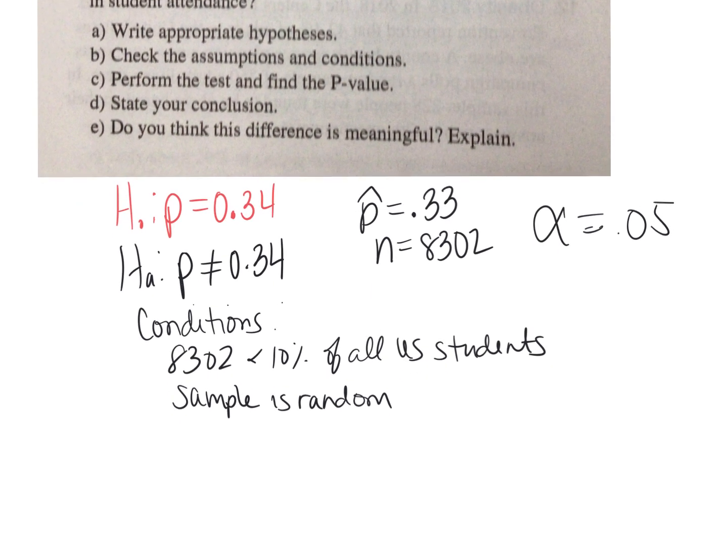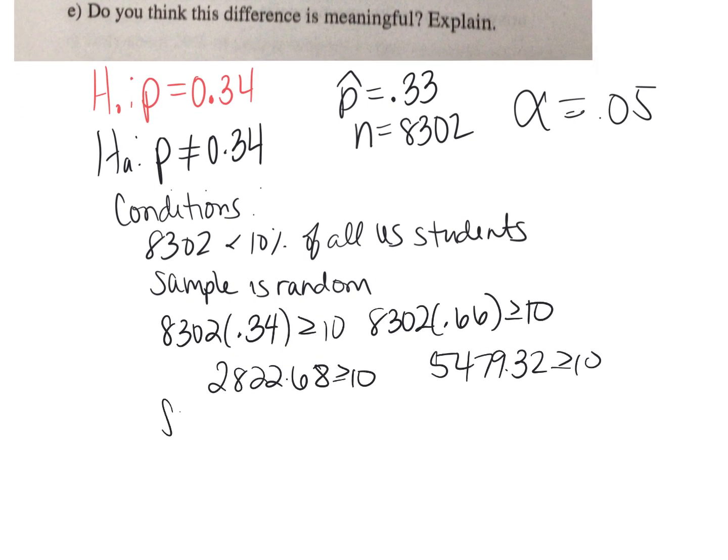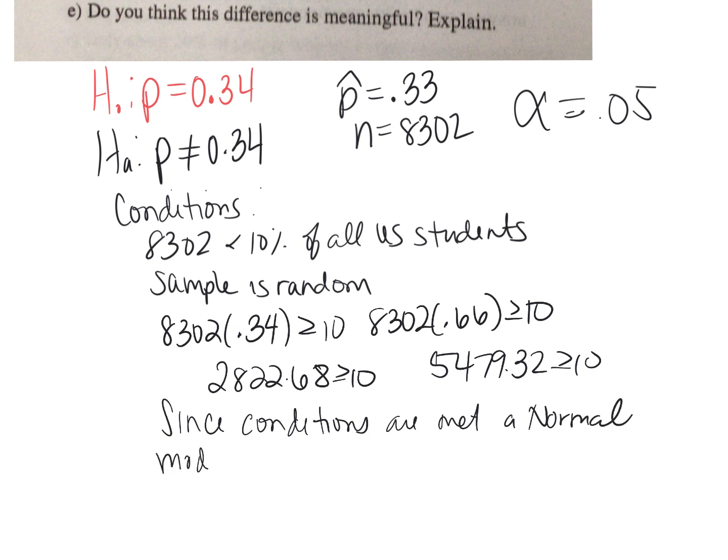And np and nq, 8302 times 0.34 and 8302 times 0.66. Remember that we are doing this whole problem under the assumption that the null hypothesis is the true proportion. So 8302 times 0.34 and 5479.32. Okay, so since conditions are met, a normal model is appropriate.